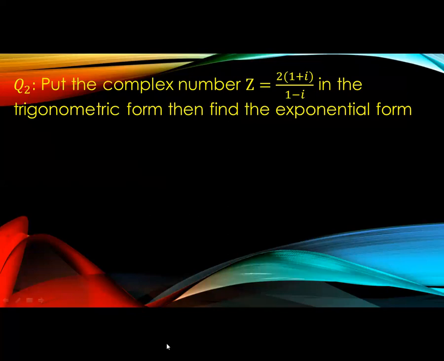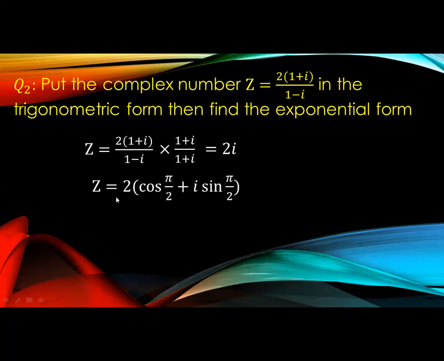Exercise number 2: put the complex number z equals 2 times 1 plus i over 1 minus i in the trigonometric form, then find the exponential form. This number is not in the standard form, so we multiply up and down by the conjugate of the denominator, 1 plus i up and 1 plus i down. It is equal to finally 2i.